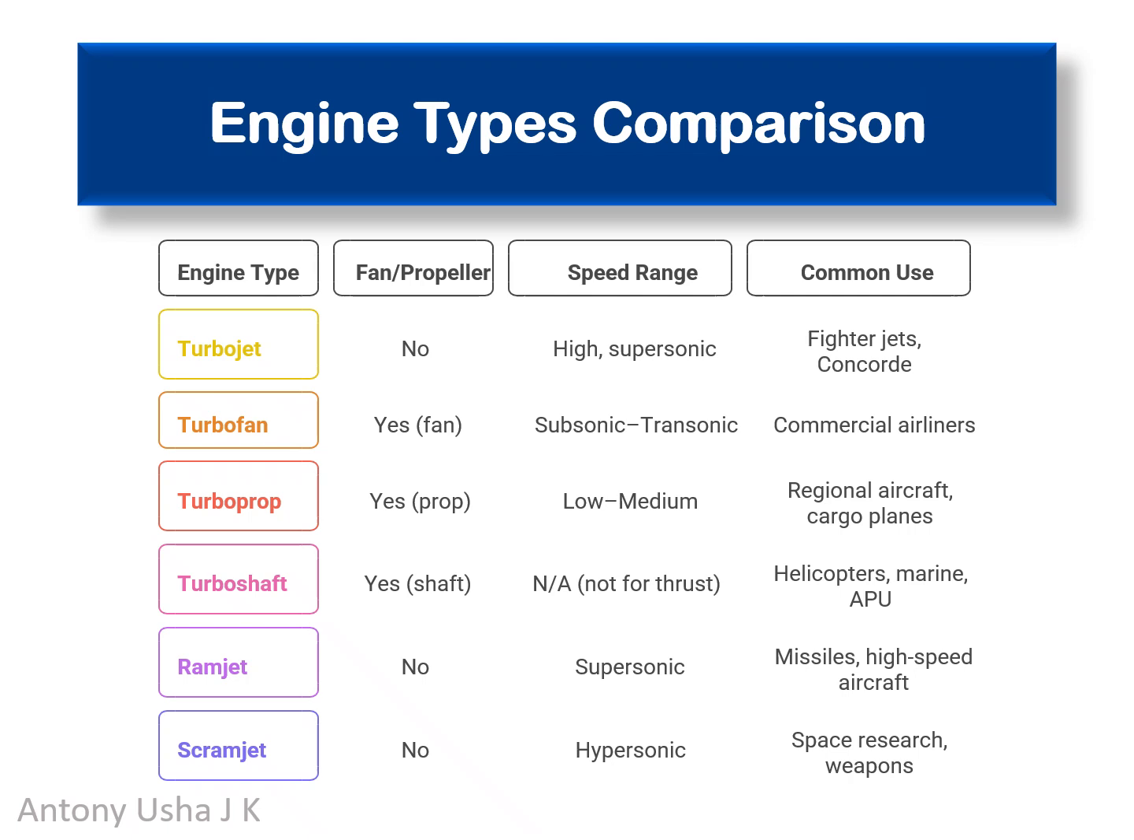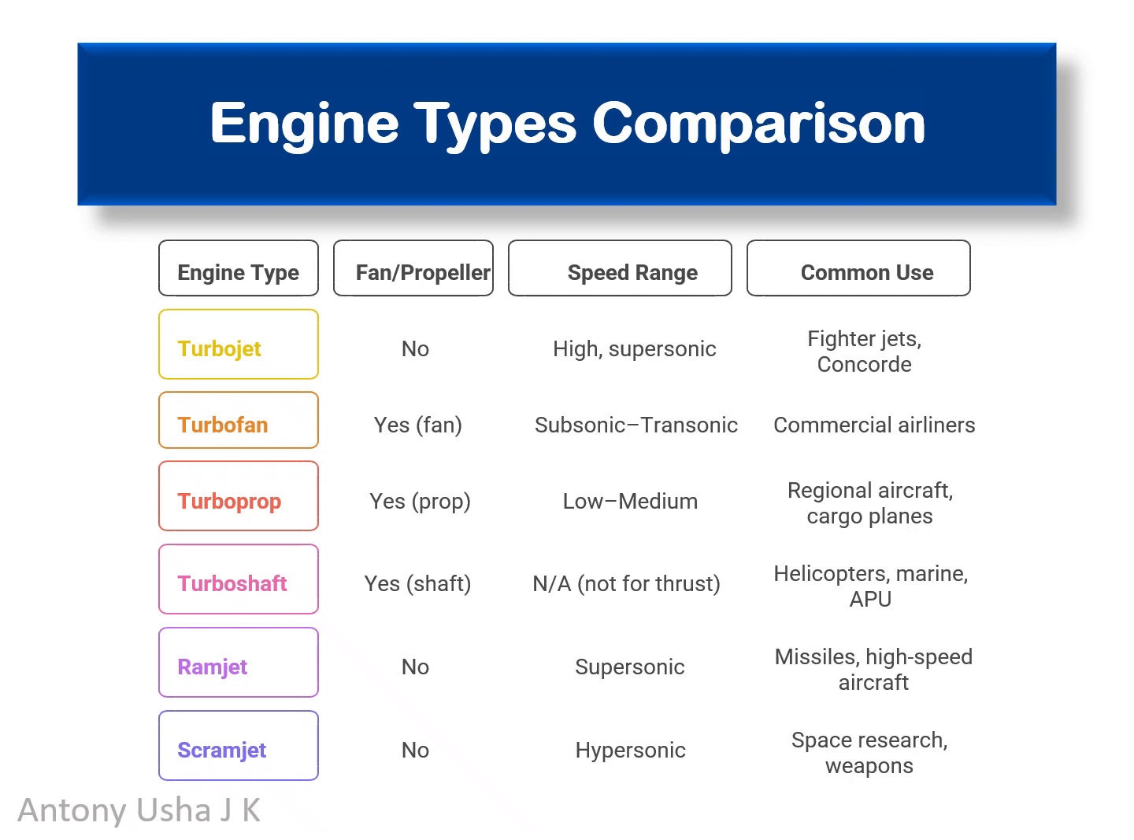In a turbojet, there is no fan or propeller, the speed range is high subsonic to supersonic, and the common usage is in fighter jets or Concorde. In a turbofan, there is a fan to produce the thrust, the speed range is subsonic to transonic, and the common usage is commercial airliners. In a turboprop, there is a propeller to produce the thrust, and the speed range is low to medium, used in regional aircraft or cargo planes.